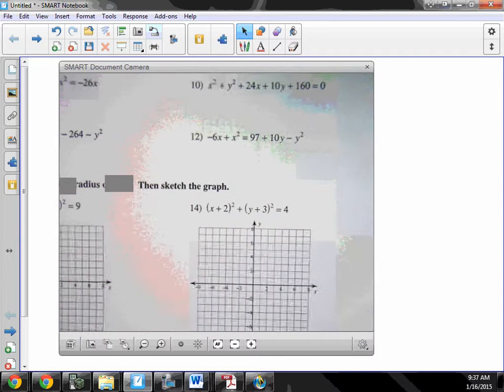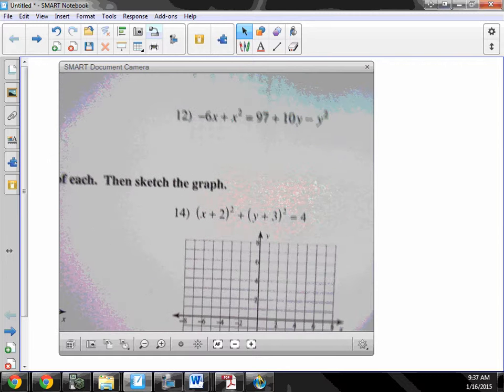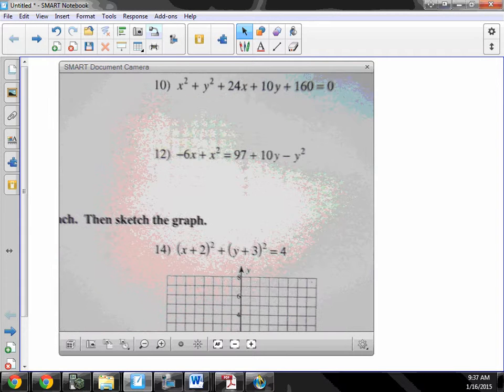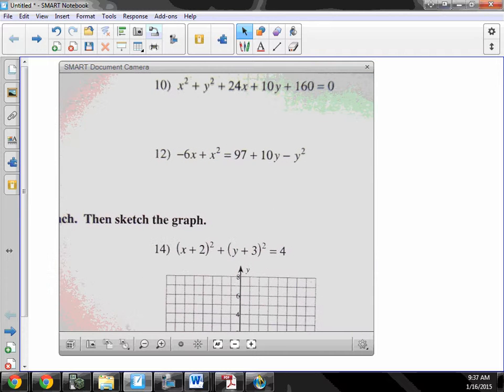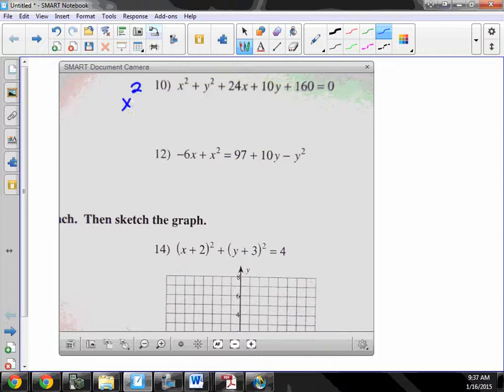In number 10, we don't have this. Number 10 is in what's called standard form. So we don't have those parentheses that tell us h and k, and the radius is on the wrong side. So what you want to do is arrange your x's. So I'm going to do x squared and 24x, and I'm going to leave a little space. Then arrange your y's, plus y squared plus 10y, leave a little space, and I'm going to take that 160 to the other side using subtraction.